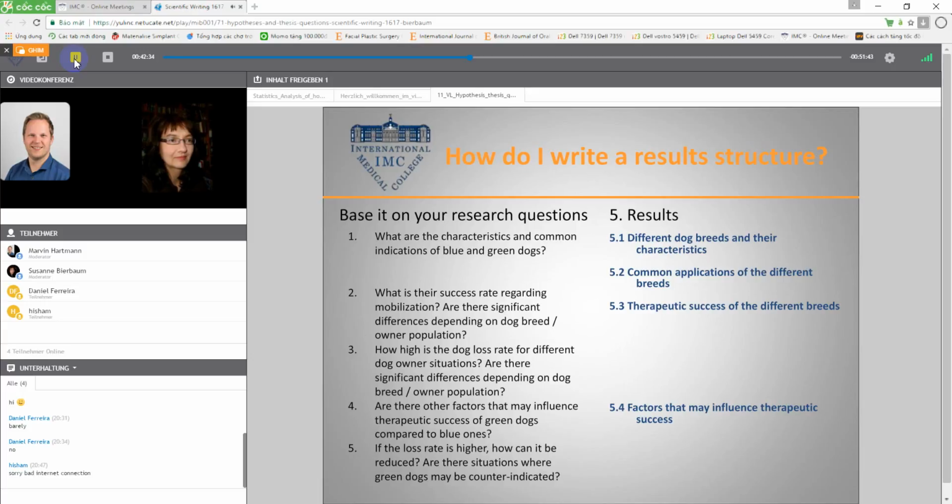How do I write such a structure? Go back to your research questions. Basically, you need to get the information to answer these questions. That means this information has to appear somewhere in your text. That means your results index, the content of your results, is based on these research questions. They all have to be answered in there.